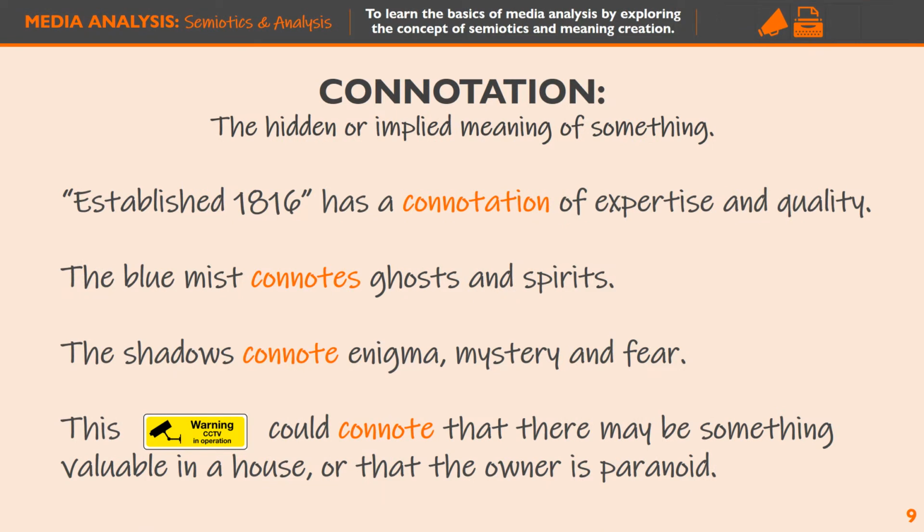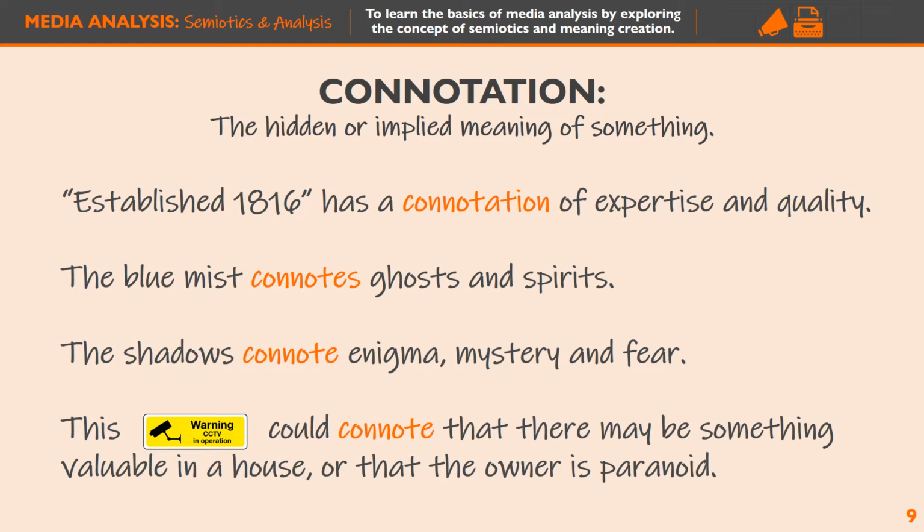Connotation is also a word that tells us about how something expresses meaning. But this is the hidden or implied meaning of something. Think of it like a suggestion. So if on, say, a bottle of alcohol you see the words established 1816, this has a connotation of expertise and quality. It would denote that the company that has made this is old, they've been around since 1816. But the connotation, the suggestion, is that therefore they are a good quality brand.